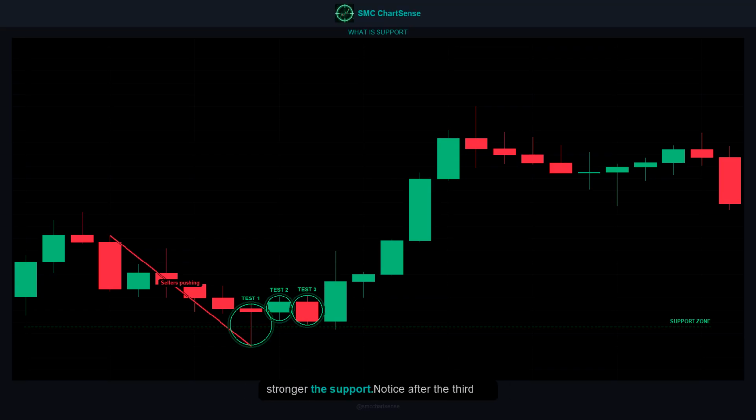The more times price bounces, the stronger the support. Notice after the third test, price launches upward. When you see 3 clean bounces from the same area, mark it.